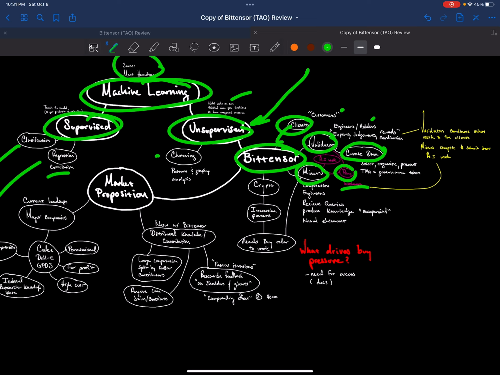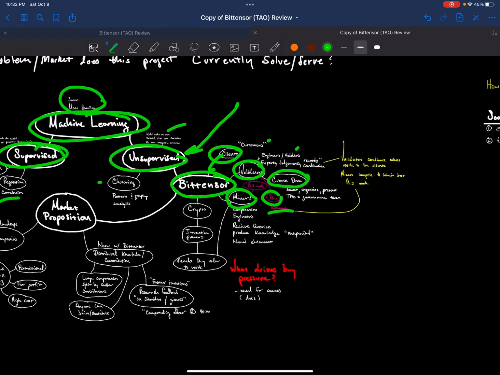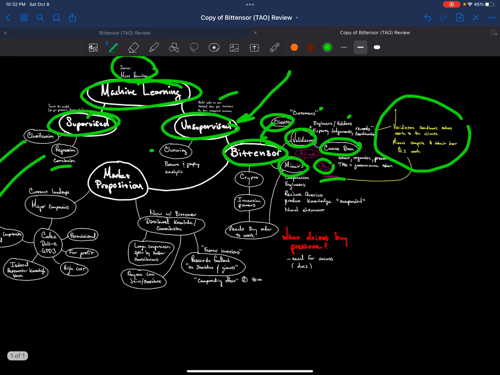The clients could be thought of as customers. The validators can be thought of as engineers and holders. They're the experts, the judges of what is good AI work. That could be code or humans. And to be a validator, you have to hold the token, and that's how you run the network. Validation is coordination work between the clients and the miners, and the miners basically provide the AI work. The miners are the engineers. They receive queries. They produce knowledge, the unsupervised knowledge. That's the neural element, the brain component, the subcomponent of this web of machine learning that Bittensor wants to be.